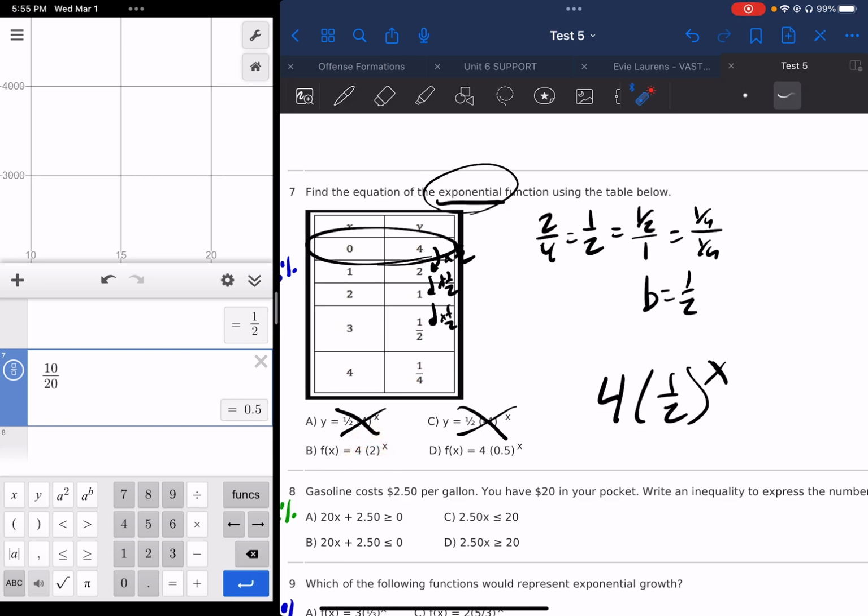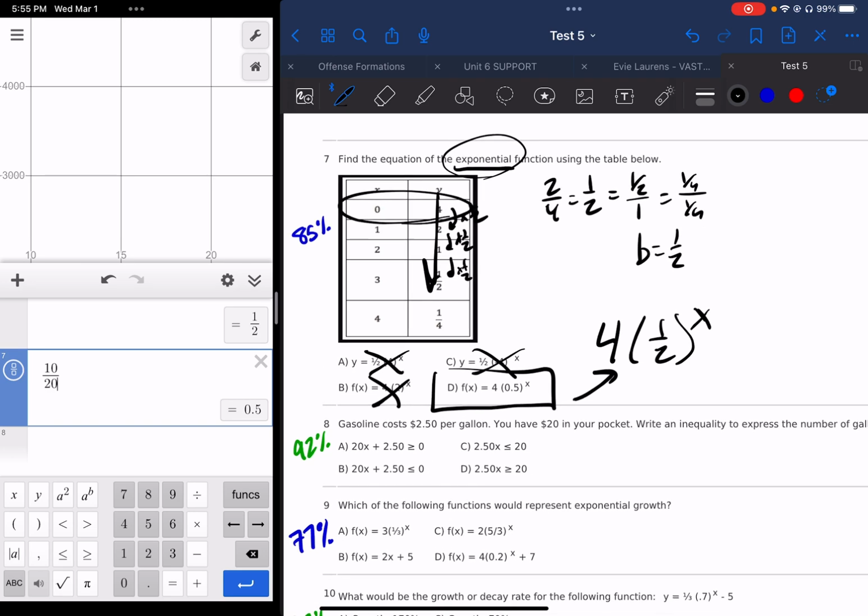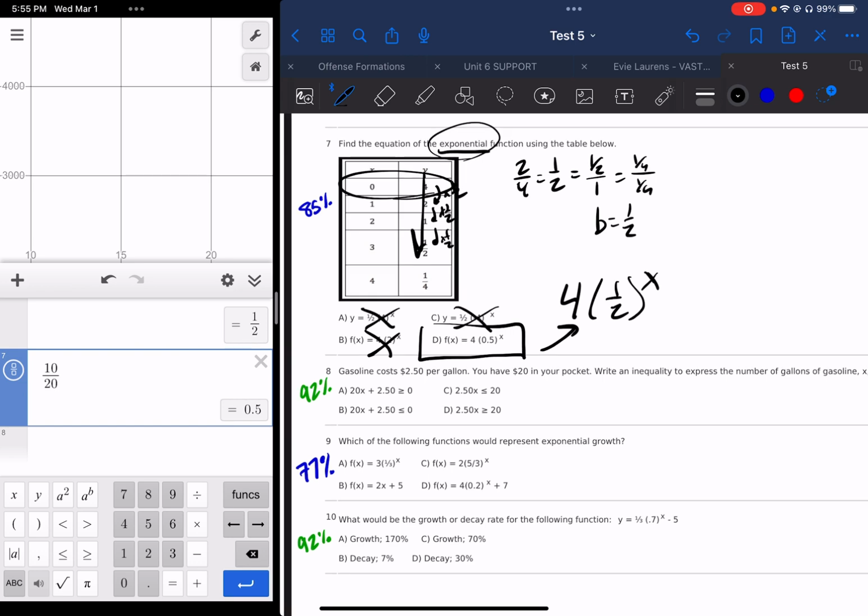I'm not sure where that 2 is coming from, but that means that it's growth. And this is not growth. It is going down clearly. So the only one that's left is that one, which is the exact same form as that. All right, 92% on this one's good.